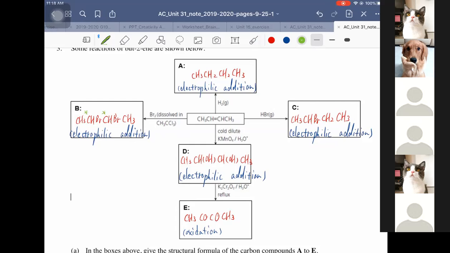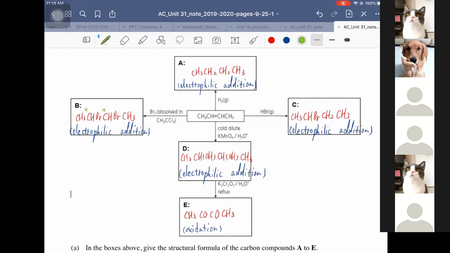Okay, and then take a look at C. For C, again, we need to find out whether we have a carbon that is attached to 4 different groups of atoms. So if we focus on this one, it would attach to a methyl group, a hydrogen atom, a bromine atom, and then an ethyl group. Okay, so this carbon is also a chiral carbon, so we can put a star next to it.